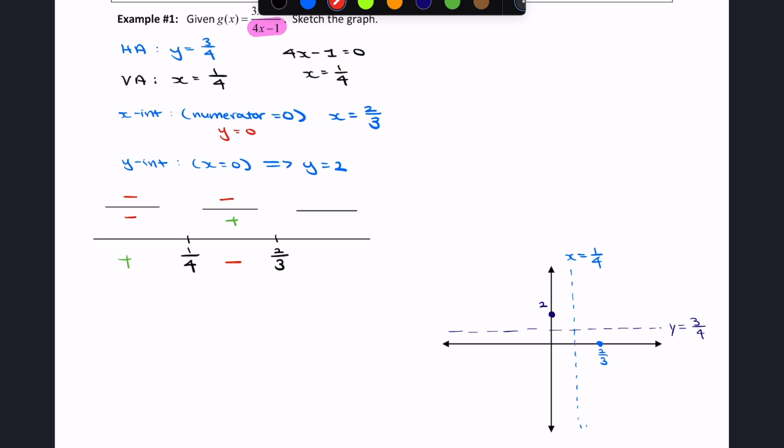So here, if we graph the first two, we see that it's going to be positive, so it's above the x-axis. So here we will see it start from negative infinity, pass through the y-intercept of 2, and then go to positive infinity as well, getting closer and closer to x is equal to 1 over 4, but never touching the vertical asymptote. Here, we see that between 1 over 4 and 2 over 3, it is negative.